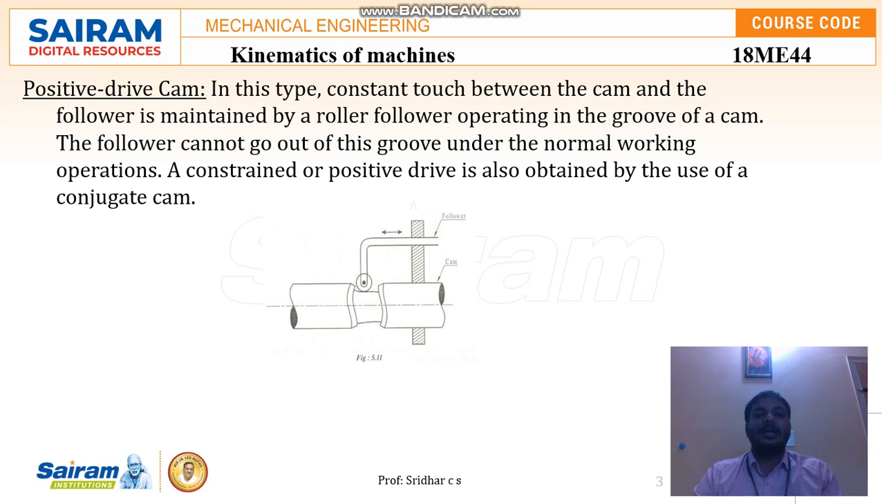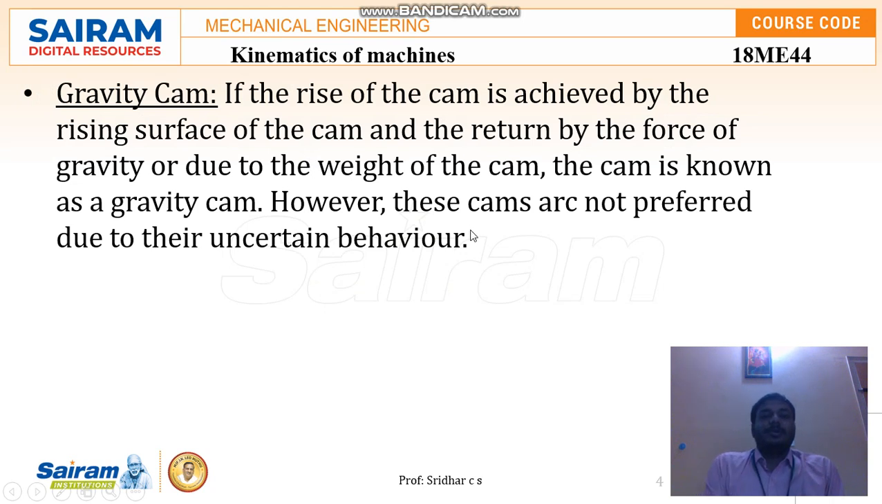So next we'll see another type of cam. The next one is the gravity cam. If the rise of the cam is achieved by the rising surface of the cam. As you know, the cam motion can be identified as rise, return and dwell. Dwell is nothing but a rest position, rise is the moving position, and return is again coming back to the initial condition.